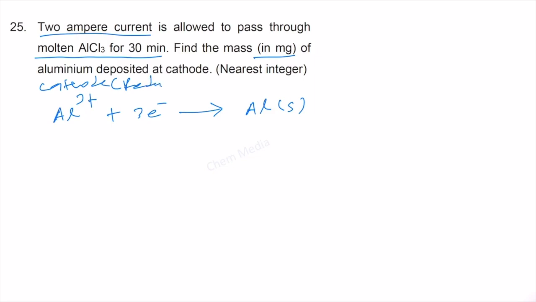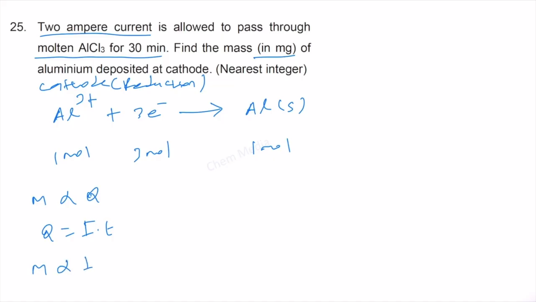Cathode, reduction. What this means is that if we have 1 mole of Al3 plus, we require 3 moles of electrons so that we can get 1 mole of aluminum. That is the stoichiometry here. Now, we need to calculate the mass of Al deposited at the cathode in milligrams. As per Faraday's first law of electrolysis, the mass of the substance deposited or liberated at any electrode is directly proportional to the quantity of electricity or charge Q passed. Q is equal to current times time.